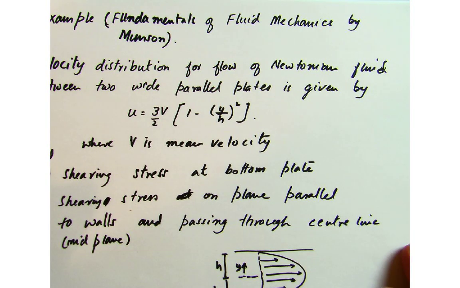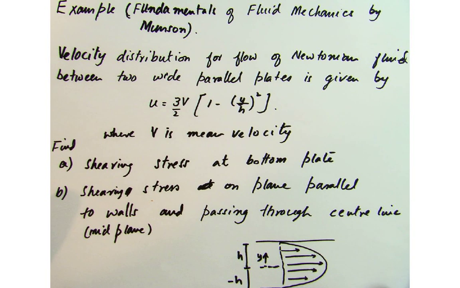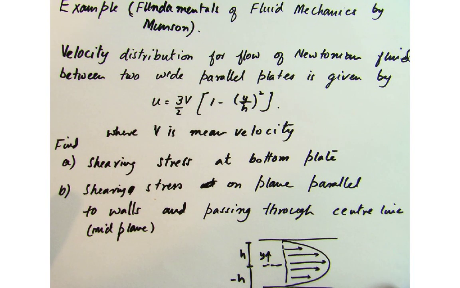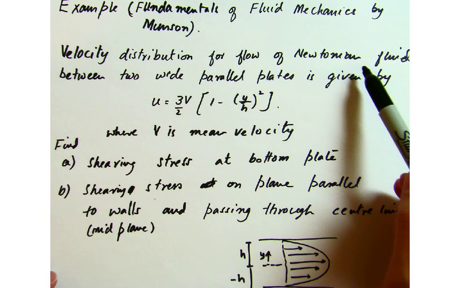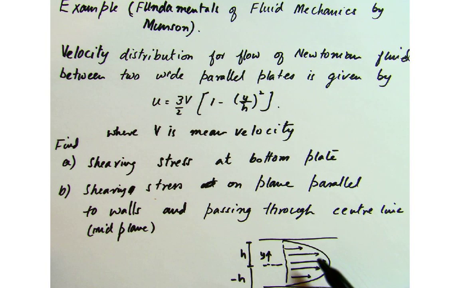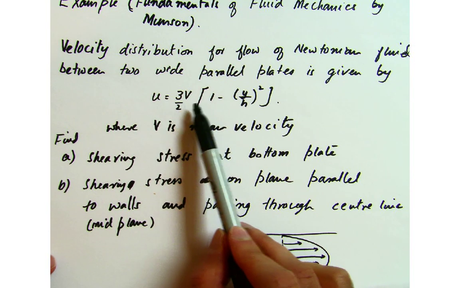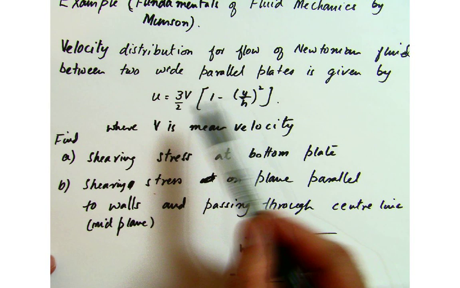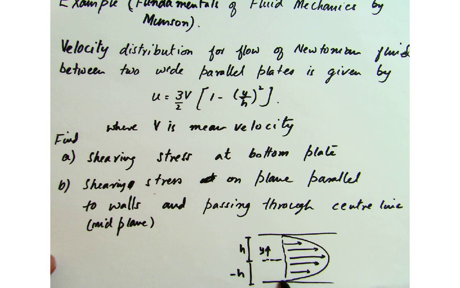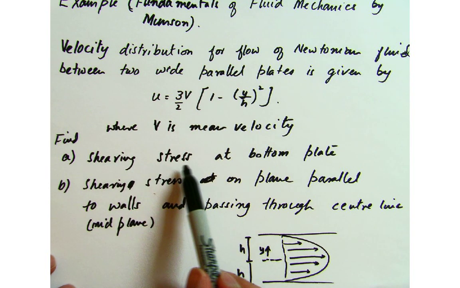So let me do a quick example, which I took from one of the books on fluid mechanics, Fundamentals of Fluid Mechanics by Munson. It says the velocity distribution for flow of a Newtonian fluid between two wide parallel plates is given by this expression: u equals 3v over 2 times 1 minus y over h squared, where v is the mean velocity. It represents that the fluid sticks with the walls, but the fluid velocity is maximum somewhere in the middle, and v is the mean velocity, an average taking this into account and the maximum velocity. What we want to find is the shearing stress at the bottom of the plate.